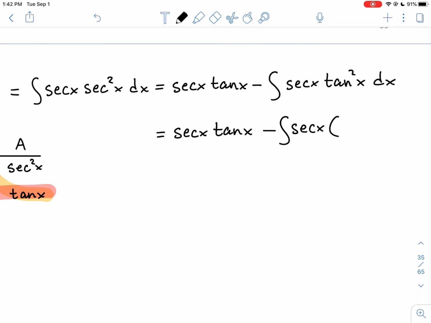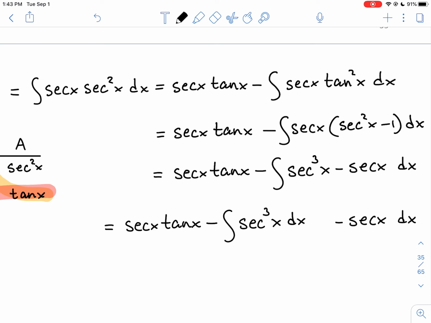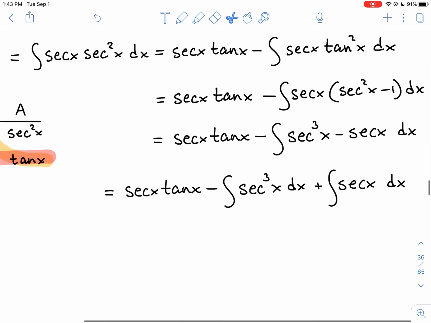Okay, now I'm going to use the Pythagorean identity on this tangent squared. We have a secant x, but then the tangent squared is going to become secant squared of x minus 1. I'm now going to distribute this secant. So we have a secant cubed of x minus secant of x. Then I'm going to break this integral up into two different integrals. Because there's a negative in front, I'm going to have to distribute the negative as well, so be careful about that. There's going to be a separate dx right here. Instead of subtraction, write that negative distributed, so we're going to have plus an integral of secant x dx.